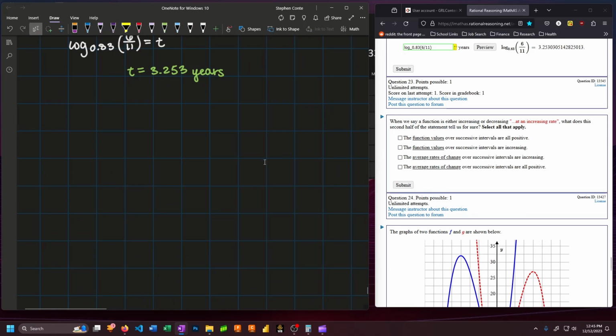Okay, 24. I'm not going to write anything down for this one. I'll just write the number 24. Same thing for 25 because it looks like it's just a graph problem.